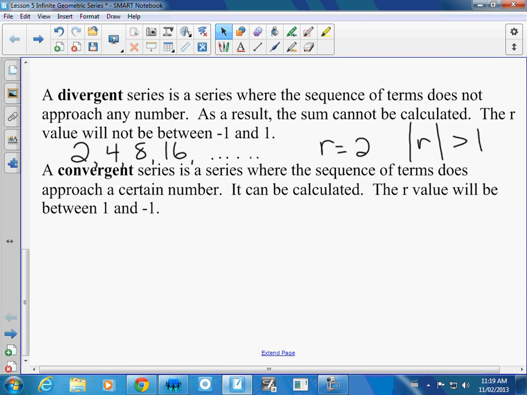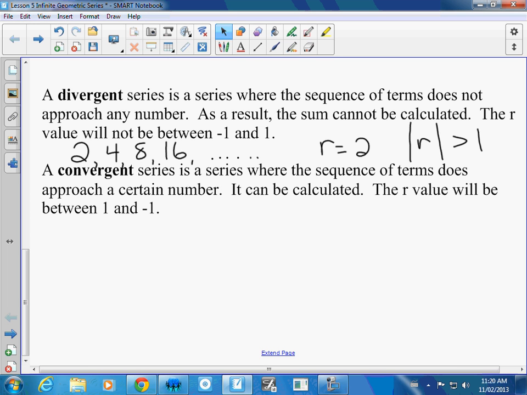Grade 9. Absolute value. It's a positive number. Basically, it's the distance from 0, and distance is always positive. So whatever value of R you take, because you can have R's that are negative, right? Didn't we do some last week that R's were negative? So if the absolute value of the R value is greater than 1, it is known as a divergent series. And can you find the sum of this? No way. No dice. You cannot.